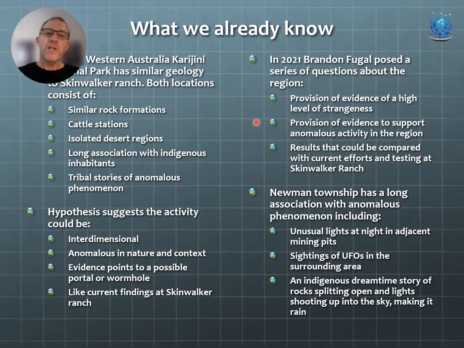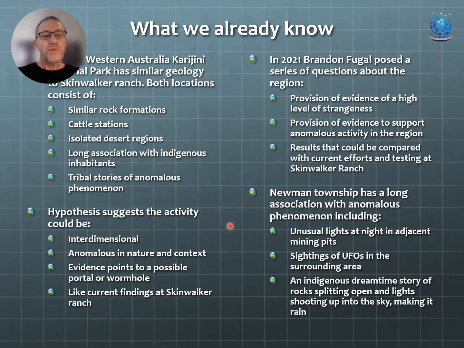So what do we already know in terms of the program of study? Well, the site or the location in Karijini has similar geology to Skinwalker Ranch and Brandon Fugal's property. Both locations consist of similar rock formations, cattle stations, isolated desert regions, long association with indigenous inhabitants and their stories of the phenomenon, and other tribal stories of anomalous phenomenon over thousands of years.